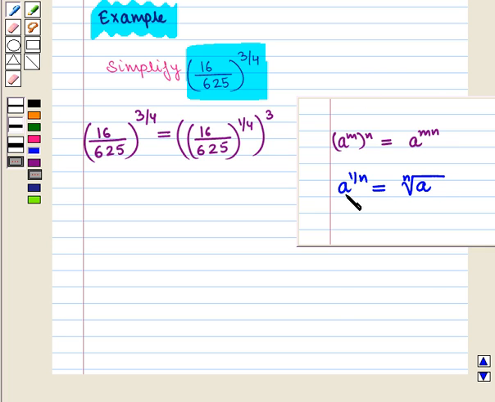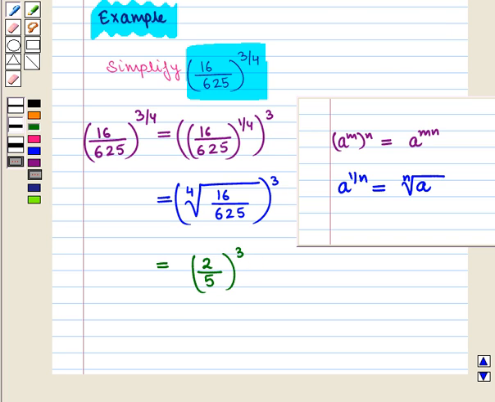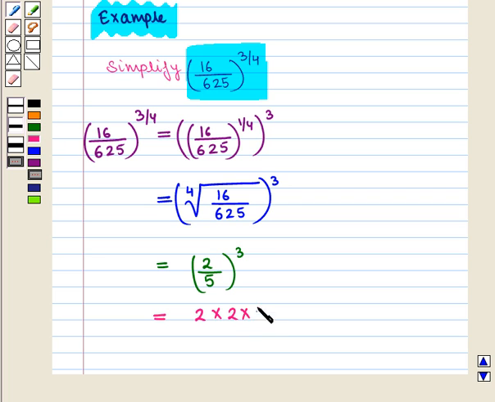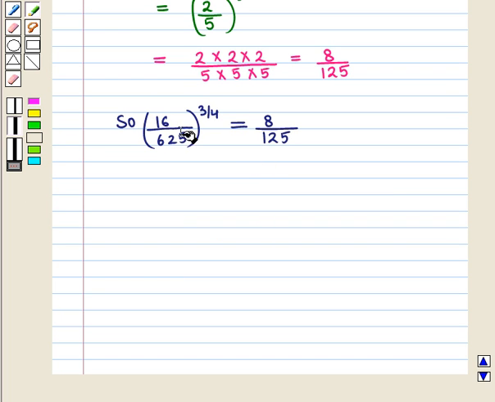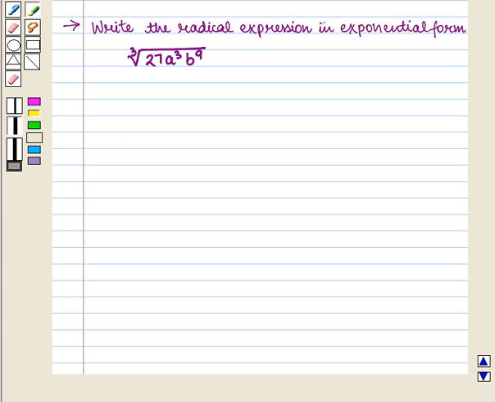Now using this property, a raised to power 1 by n is equal to nth root of a, we write 4th root of 16 upon 625 whole cube. Now 4th root of 16 upon 625 will be equal to 2 by 5 and this whole cube, and this is equal to 2 into 2 into 2 whole upon 5 into 5 into 5, which is equal to 8 upon 125. So we have got 16 upon 625 whole raised to power 3 by 4 is equal to 8 upon 125.